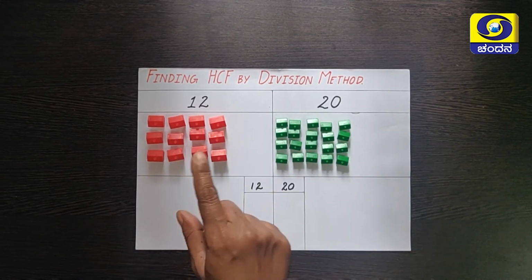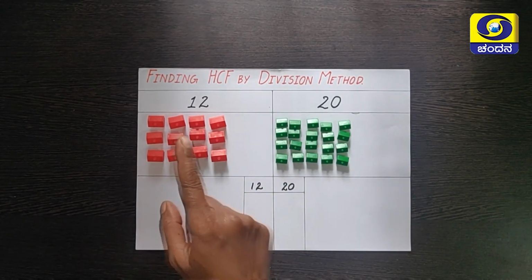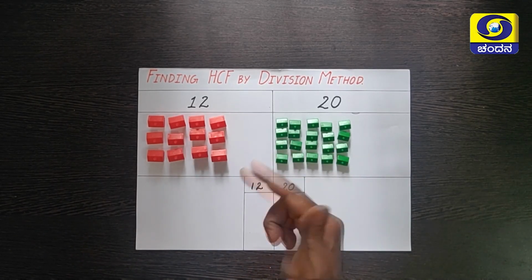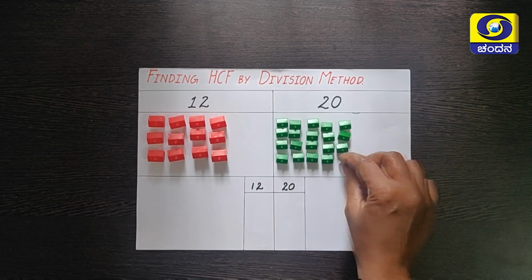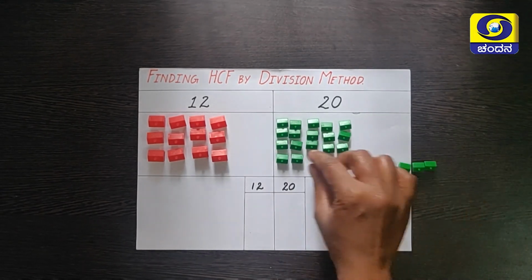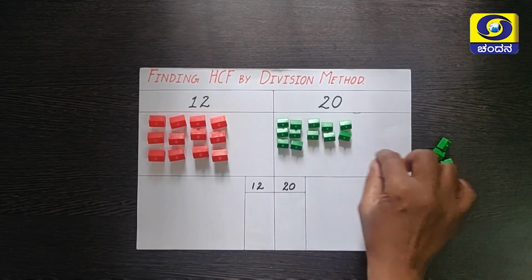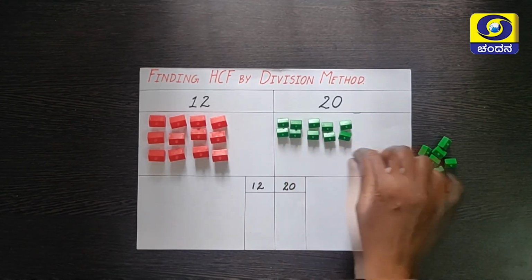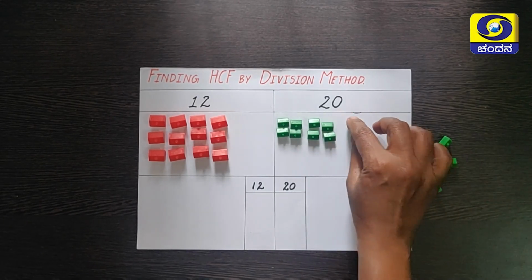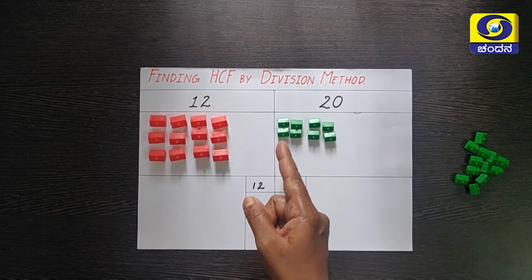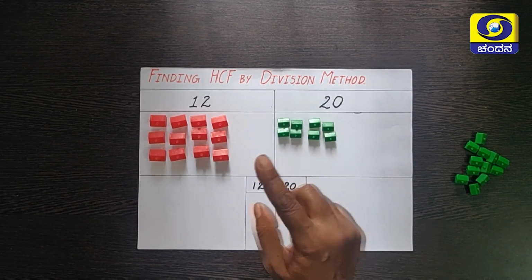See, among 12 and 20, which is the smaller number? 12 is the smaller number. So from the greater number, you remove that 12: 1, 2, 3, 4, 5, 6, 7, 8, 9, 10, 11, 12. 12 I removed. How many are left over? 2 plus 2, 4 plus 2, 6 plus 8.